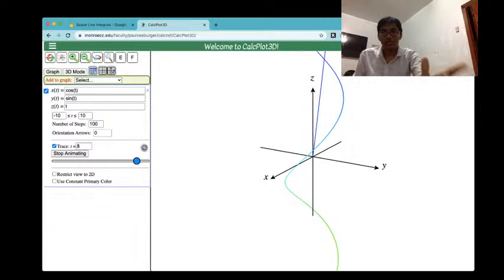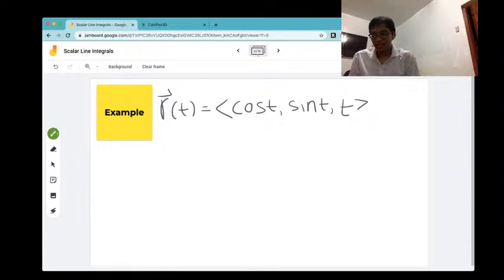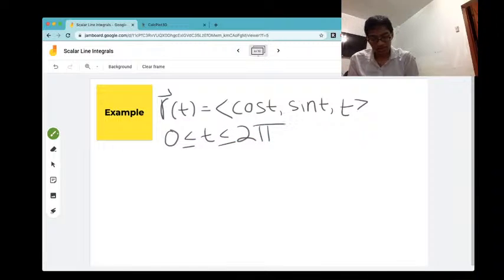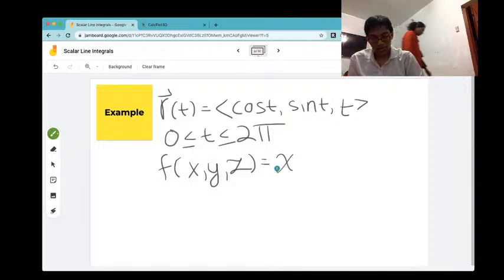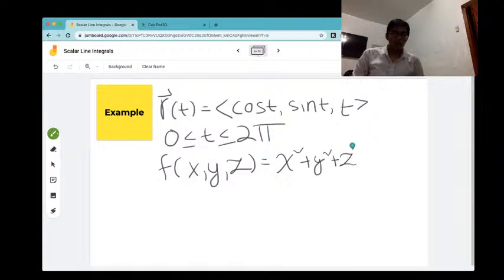Okay, now that you have a visualization of what we're dealing with, let me give you the domain. My parameter t is going to be defined over 0 to 2 pi. And lastly, my function that maps my points to an arbitrary z value is going to be in 3D, and it's going to be equal to x squared plus y squared plus z squared. Okay, so I have to compute the line integral for this.